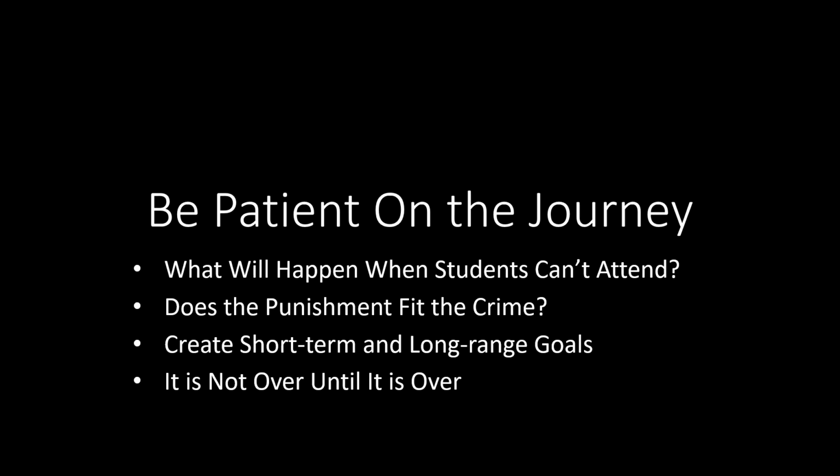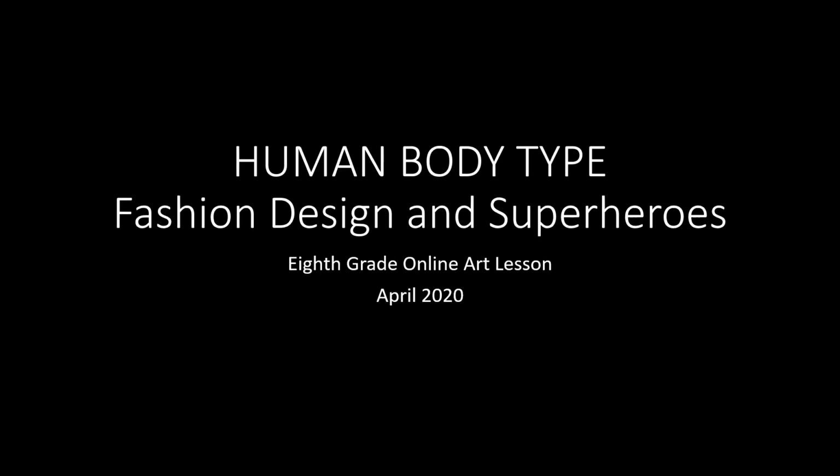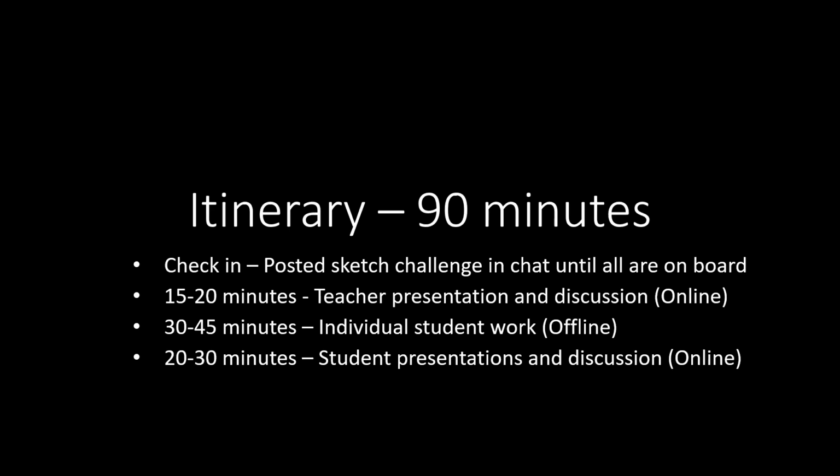And now I'm going to go on to some examples that I used for my class. So, an 8th grade online art lesson that I did with my students for my middle school methods class in April was about human body type and pairing together fashion design and images from fashion design, but also images from cartoons and superheroes for an 8th grade class. So here is the itinerary for that class.